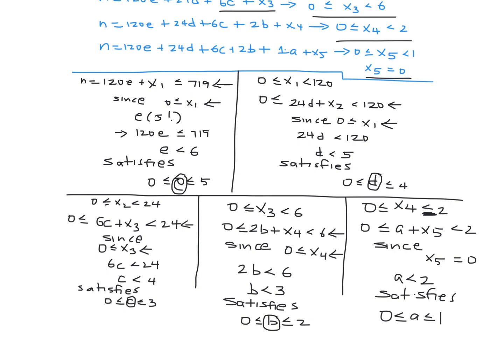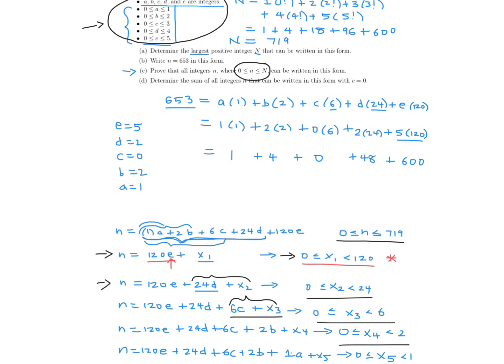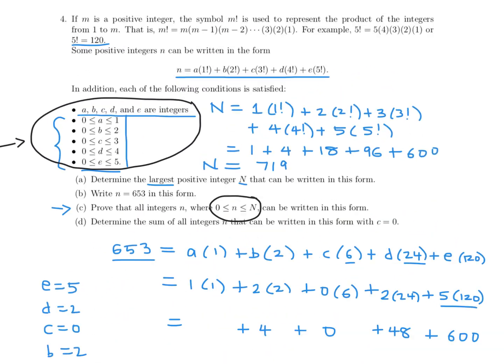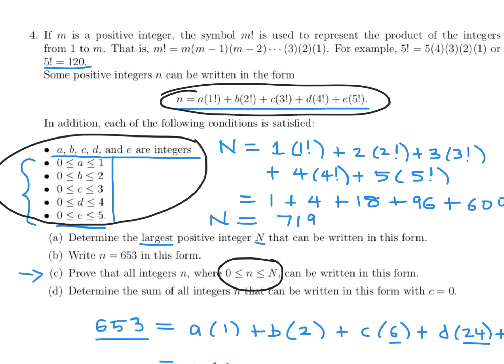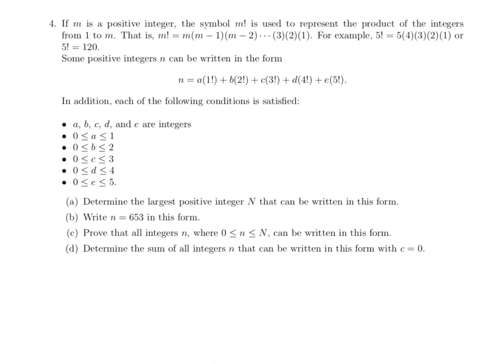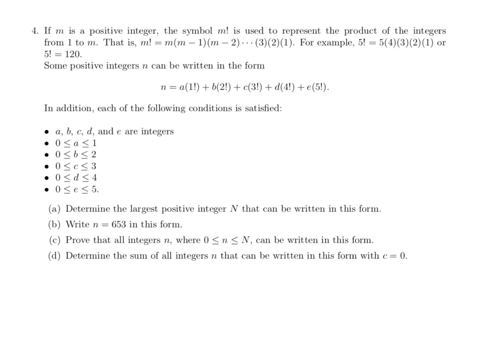So we figured it all out and proved that any number can be written in this form right here using these parameters right there. And finally, we have part D of this question. Determine the sum of all integers n that can be written in this form with c equal to 0. So here is our equation right here, the big one. And we want to set c equal to 0 and figure out all such possible n's and then add them all up.